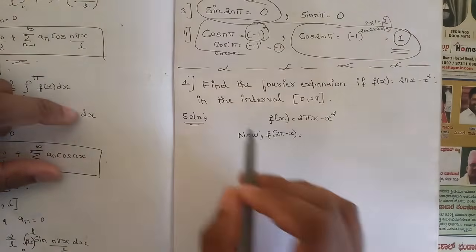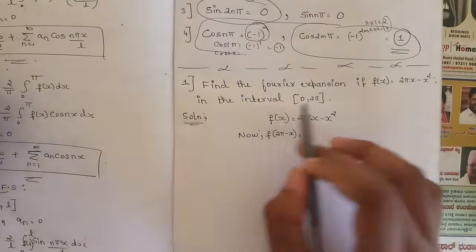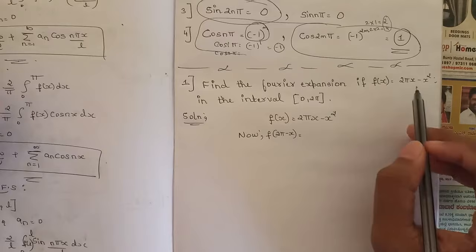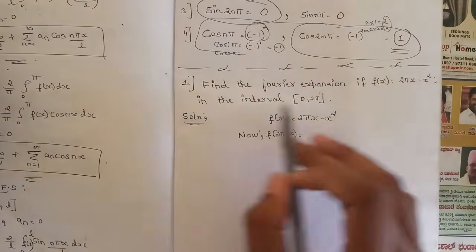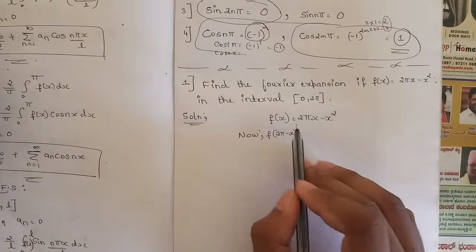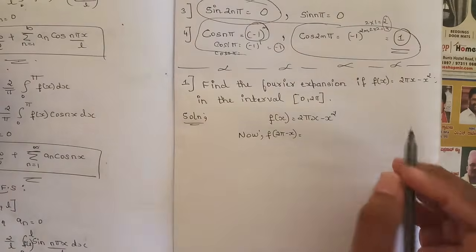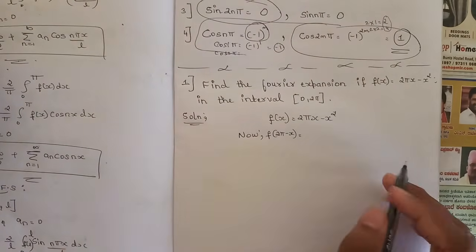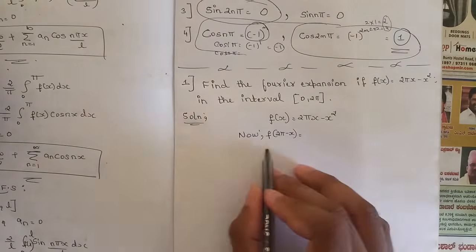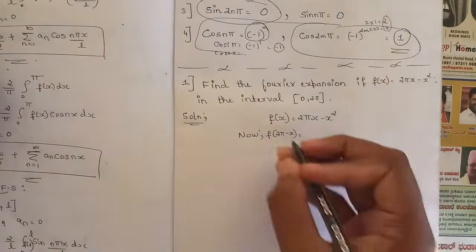Yeah, so this is the first problem. Find the Fourier expansion of f of x equal to 2 pi x minus x square in the interval 0 to 2 pi. So the given function is 2 pi x minus x square. We know that in case of 0 to 2 pi, we need to substitute the value of x as 2 pi minus x. So now we'll substitute the values.